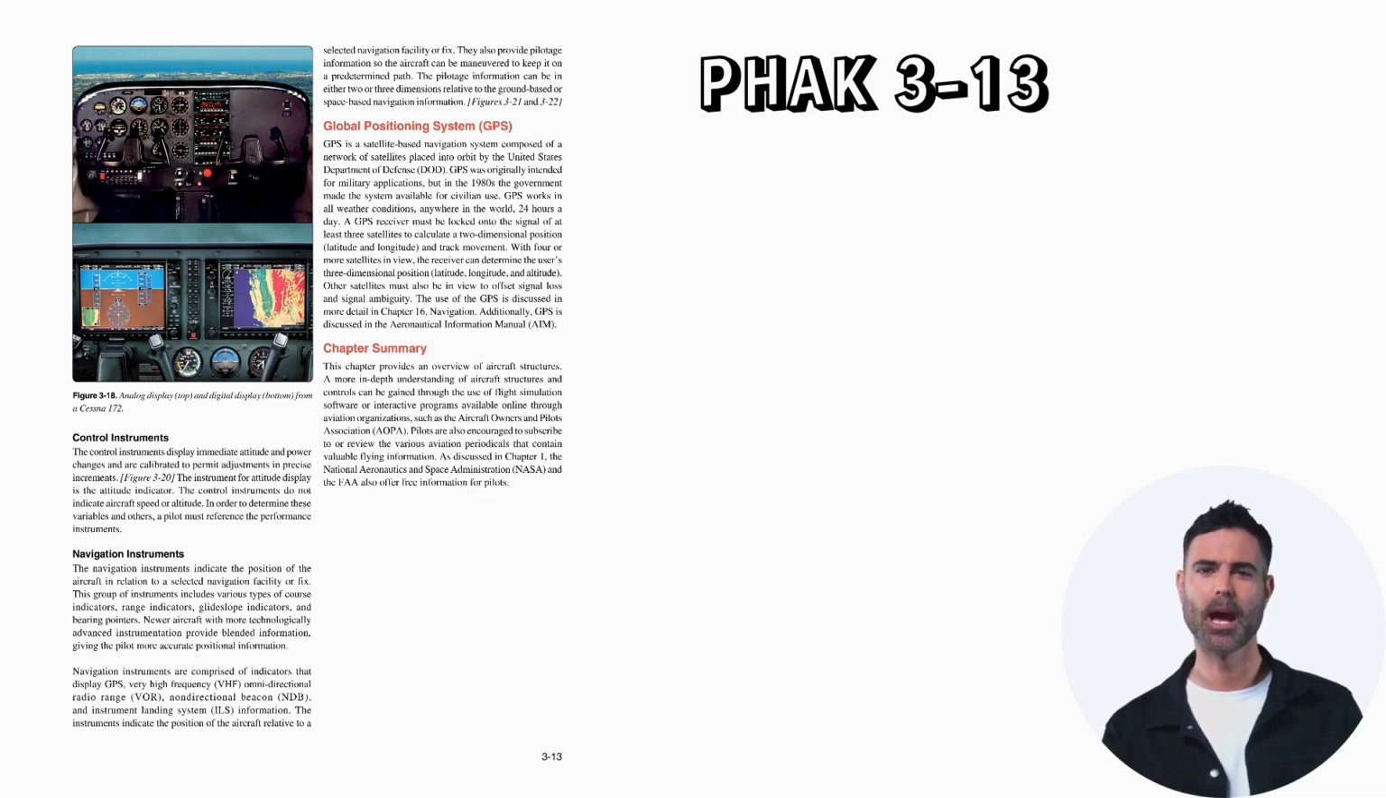Chapter Summary. This chapter provides an overview of aircraft structures. A more in-depth understanding of aircraft structures and controls can be gained through the use of flight simulation software or interactive programs available online through aviation organizations, such as the Aircraft Owners and Pilots Association (AOPA). Pilots are also encouraged to subscribe to or review the various aviation periodicals that contain valuable flying information. As discussed in Chapter 1, the National Aeronautics and Space Administration (NASA) and the FAA also offer free information for pilots.